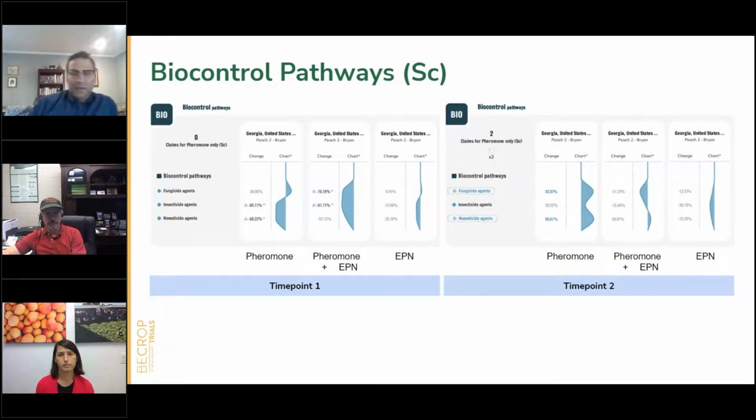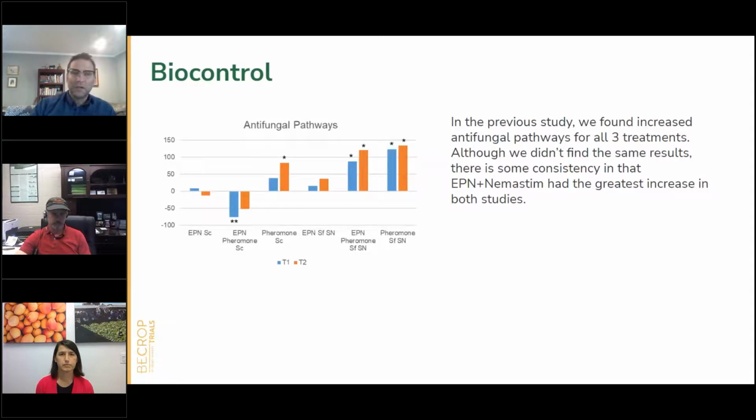With SC, the Carpocapsae nematodes, we still see a slight increase in fungicide agents, and we really see it a little bit more at time 2, but it's not quite the same as what we saw with the Feltiae. So we are seeing pretty big differences in these 2 different types of pheromones, as well as these 2 different types of entomopathogenic nematodes. This is kind of what it looks like if we spread it out a little bit to look at what's going on.